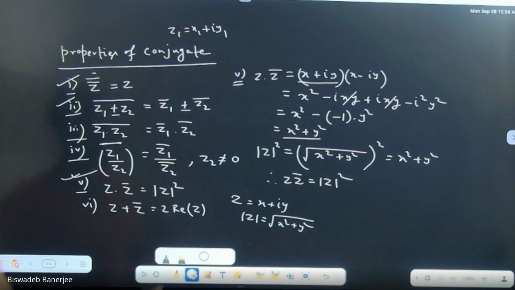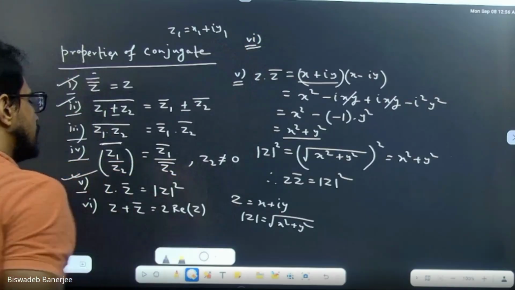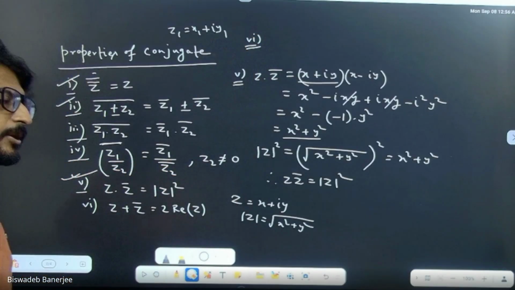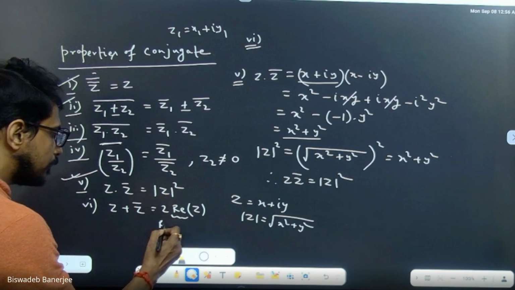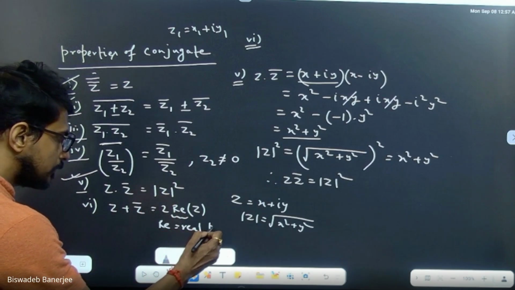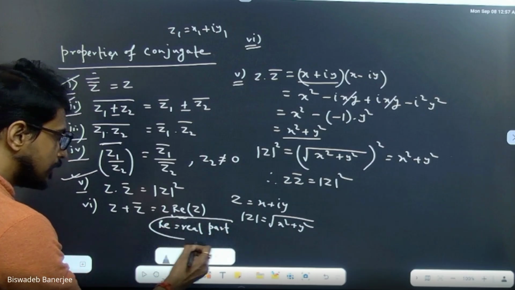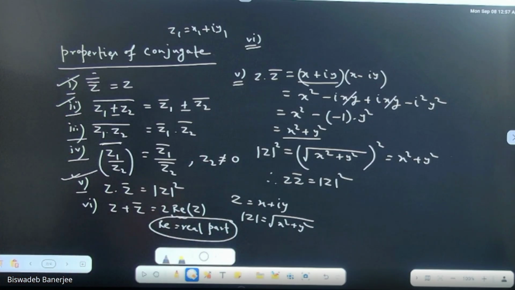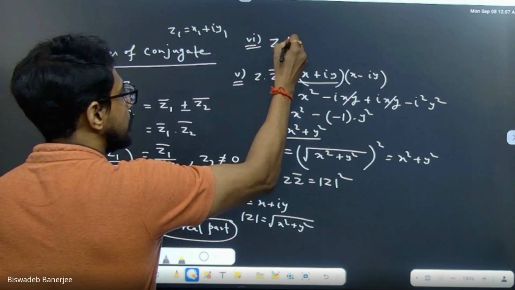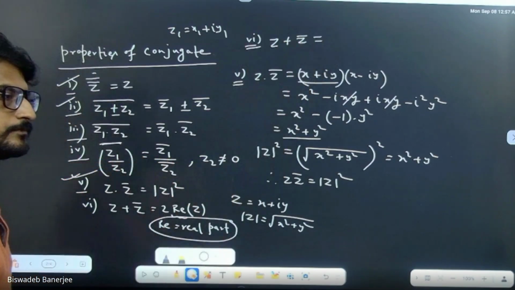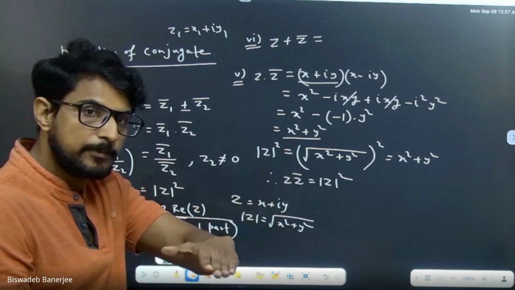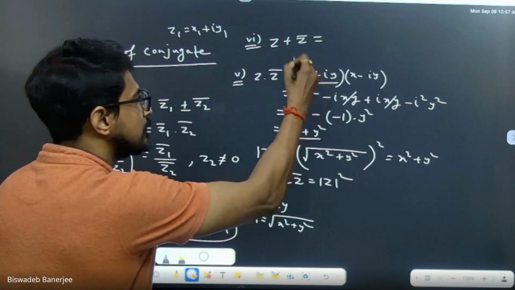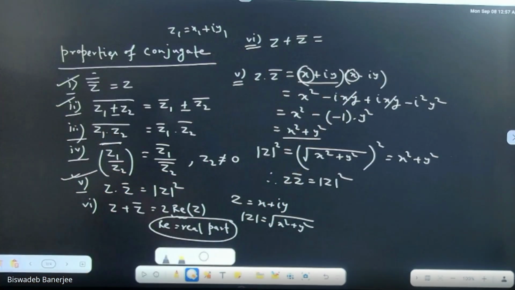And finally, my last property on complex numbers is: Z plus Z bar is equal to 2 into Re Z. Re means real part of the complex number, right? Real part means this part, x. x is my real part for complex numbers.